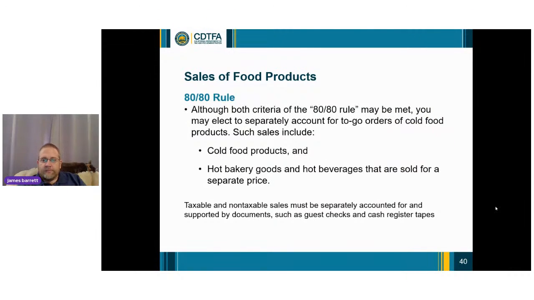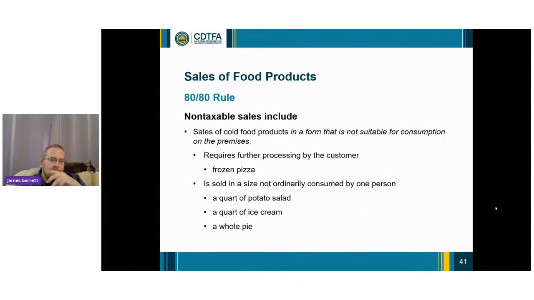So yeah, okay, this is what I said. You can keep track of cold food sales separately if you want. Otherwise, cold food products, that ice cream cone, hot beverages to go, those would be taxable. This also involves food in a form that is not suitable for consumption on the premises. So frozen pizzas, take and bake pizzas, right? If you're a pizza restaurant, you sell those things. They're not taxable normally. If you're under the 80-80 rule, it would be.